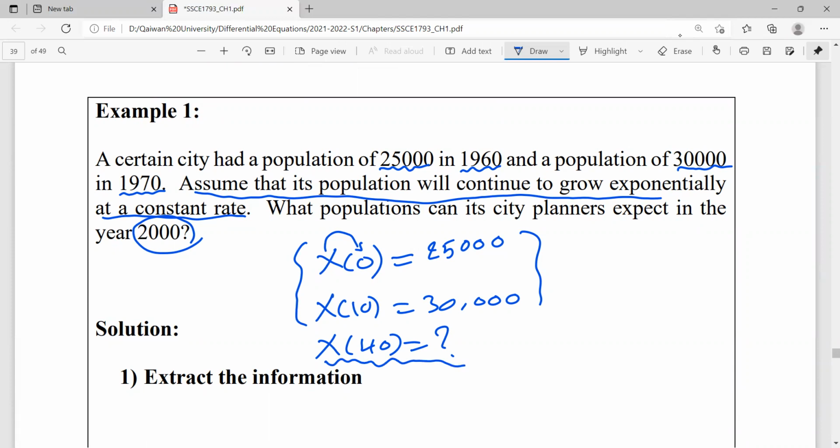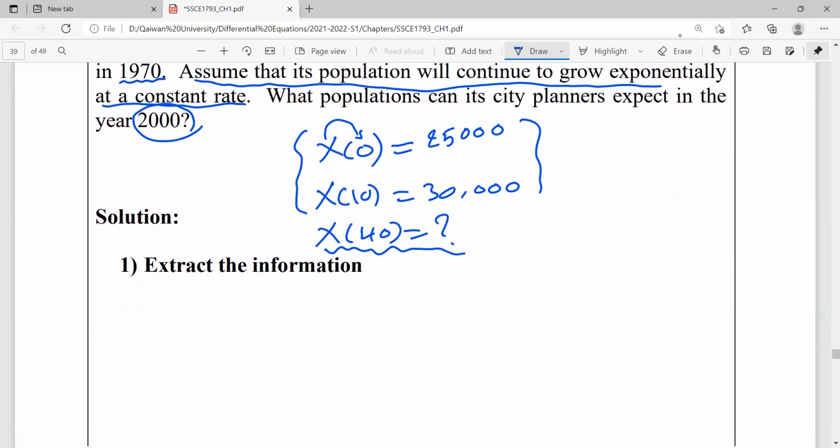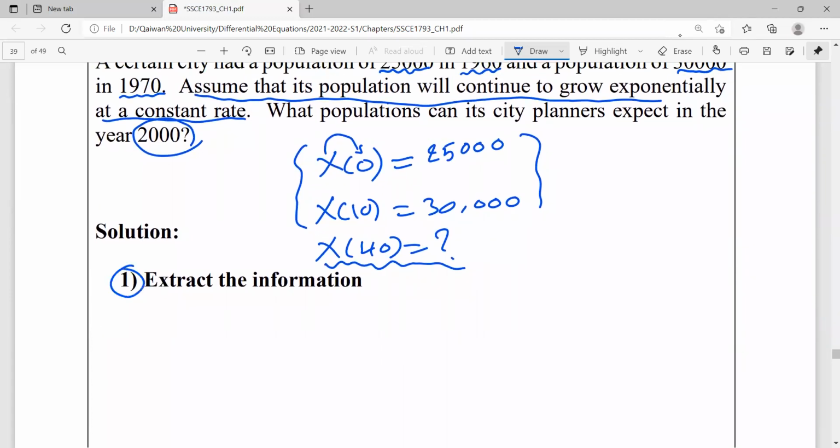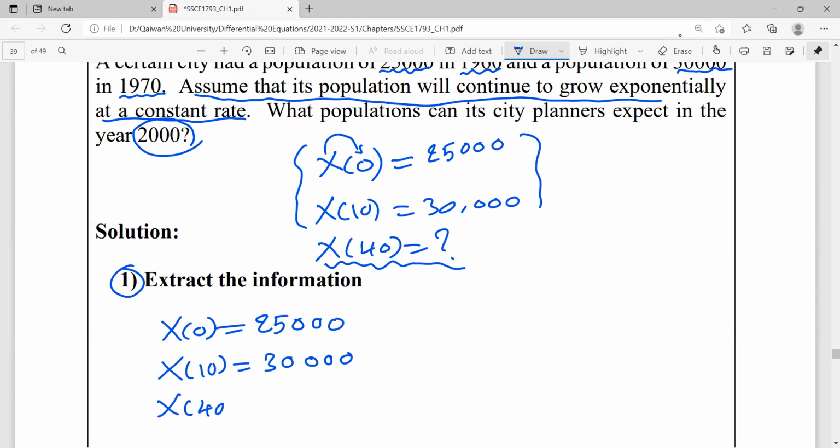At the starting time, the population is 25,000. After 10 years, it became 30,000. So how about the population of the city after 40 years? We should find it. In the first step, we should extract the information. We say x of 0 equals 25,000, and x of 10 is 30,000. So how about x of 40? First, we should find this.